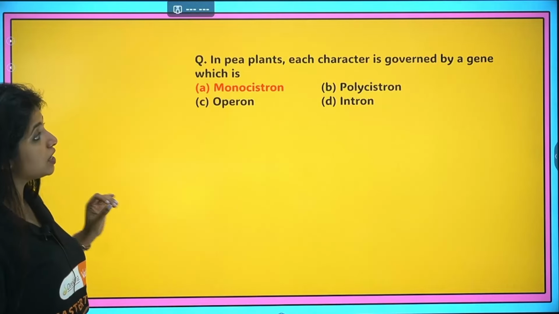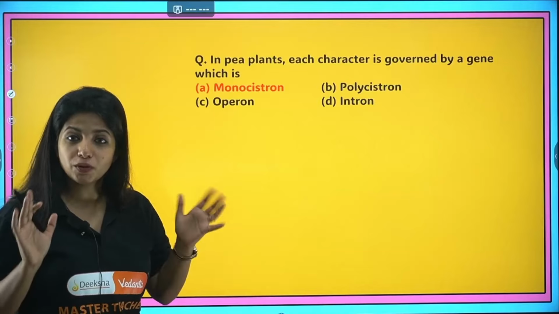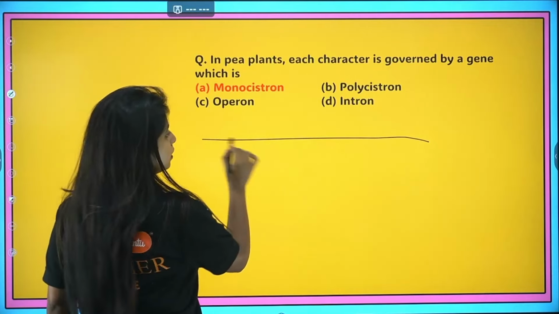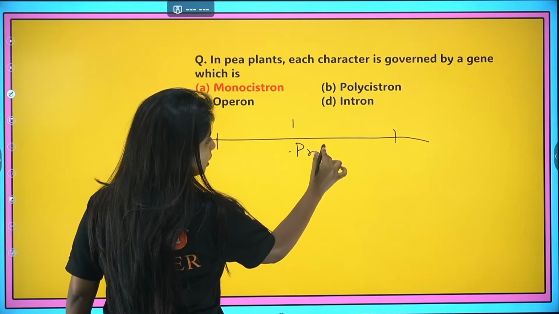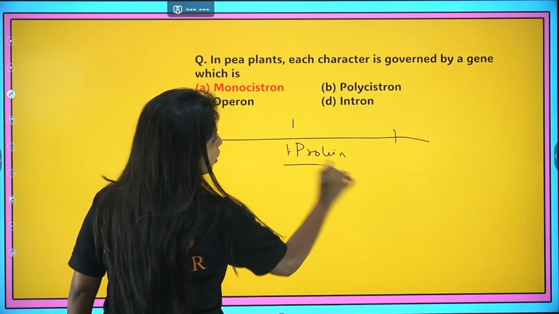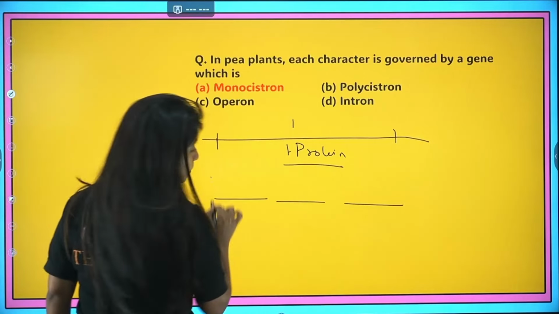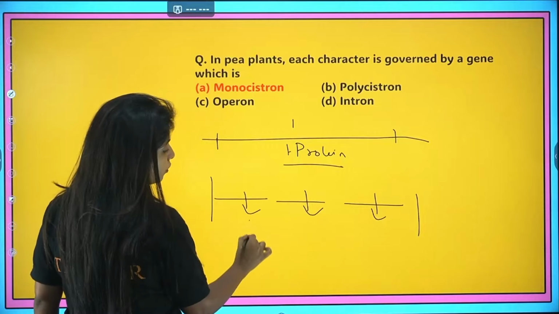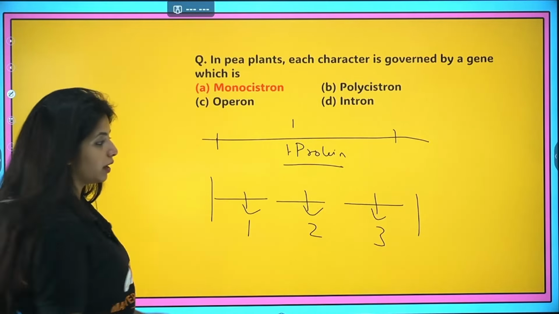Now, in pea plants, each character is governed by a gene which is what? Monocistron, polycistron. Do you know what this means? First of all, understand. Monocistron means a gene coding for one protein. Polycistron means multiple genes are there, and multiple genes are going to code for multiple proteins. First protein, second protein, third protein. This is known as polycistronic genes.